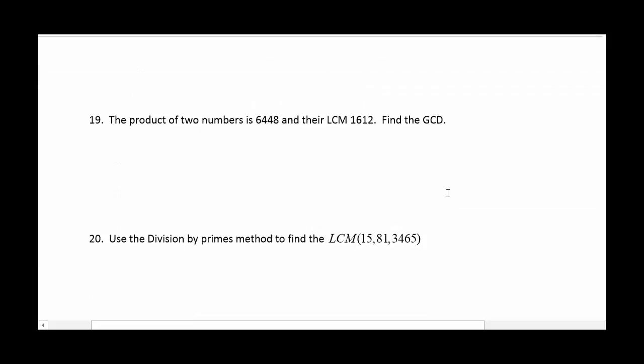The product of two numbers is 6,648. Their LCM is 1,612. Find the GCD. Okay, there's actually a formula here. The formula that you need to reference in this is that if I have two numbers and I multiply them, that's the same as multiplying the GCD of the two numbers times the LCM of the two numbers.